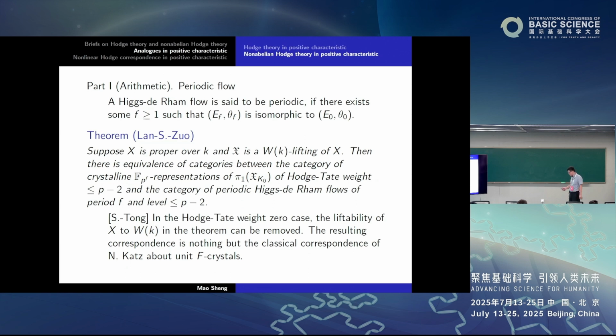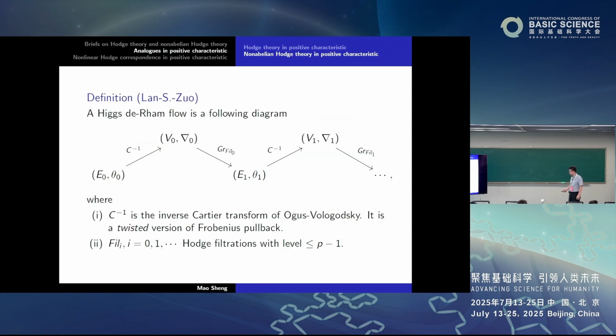And actually, there are many other interesting phenomena that happen in the flow.